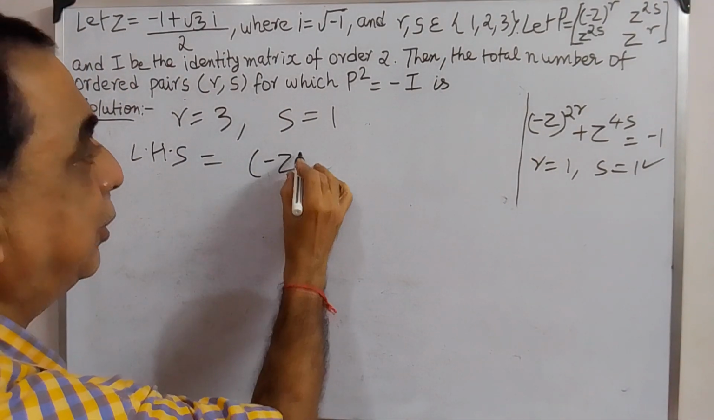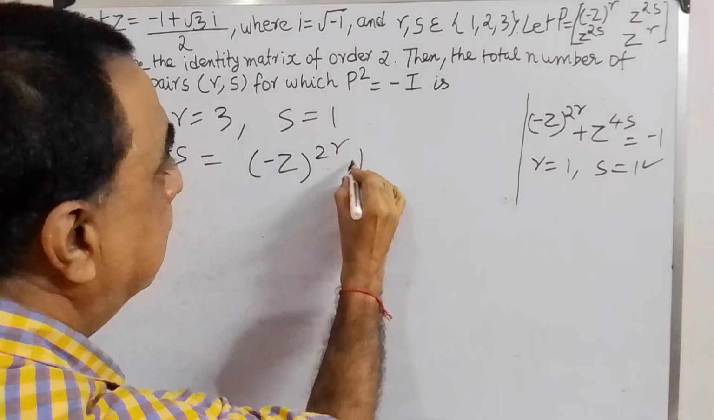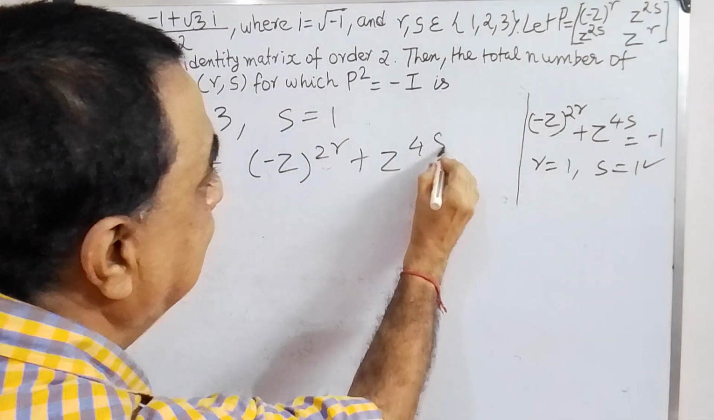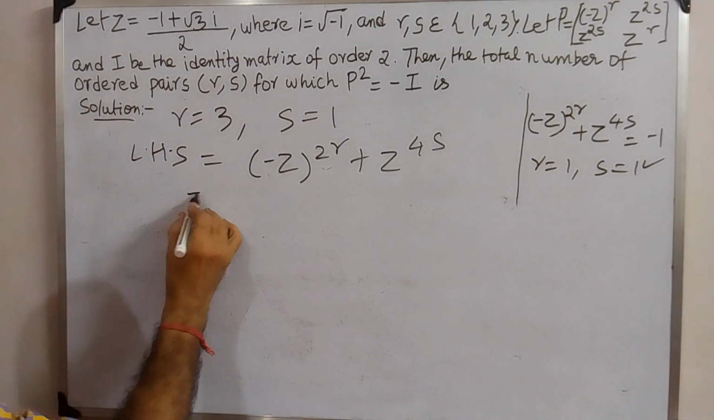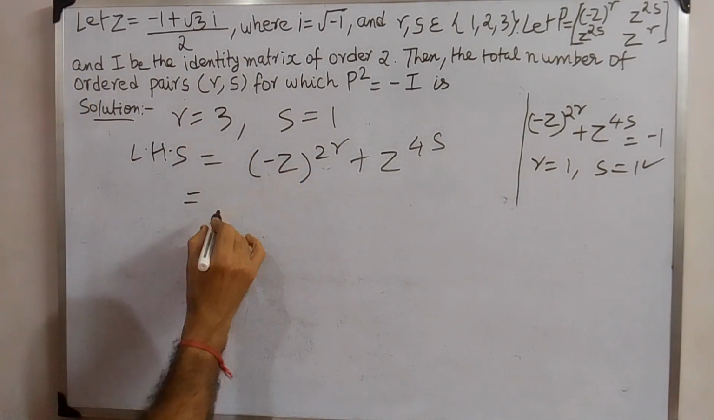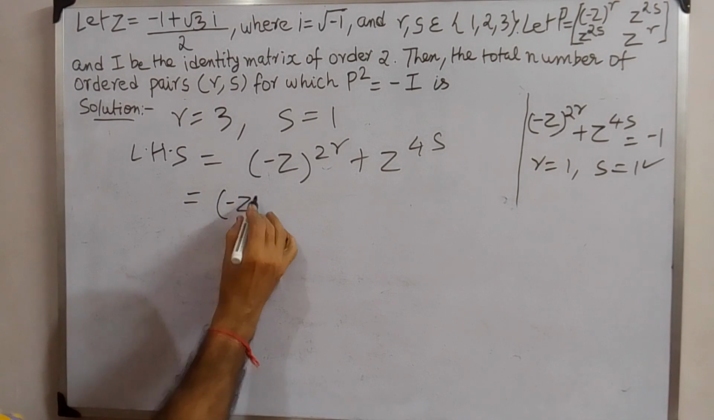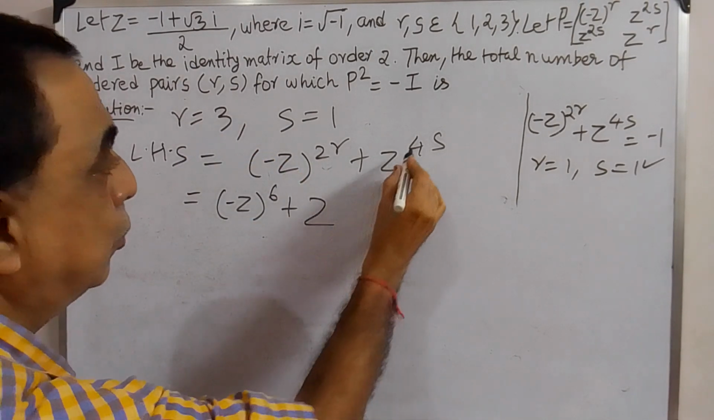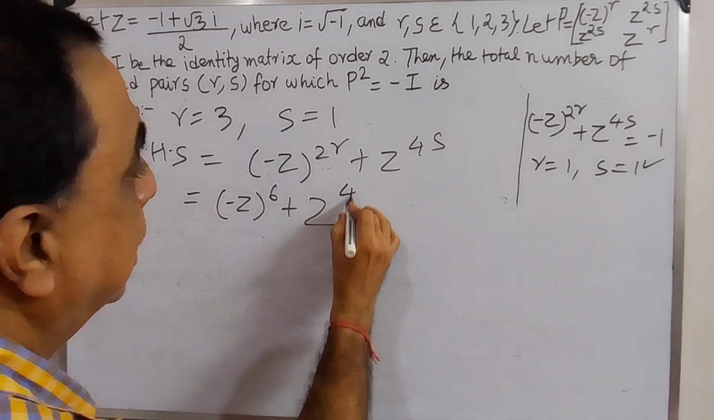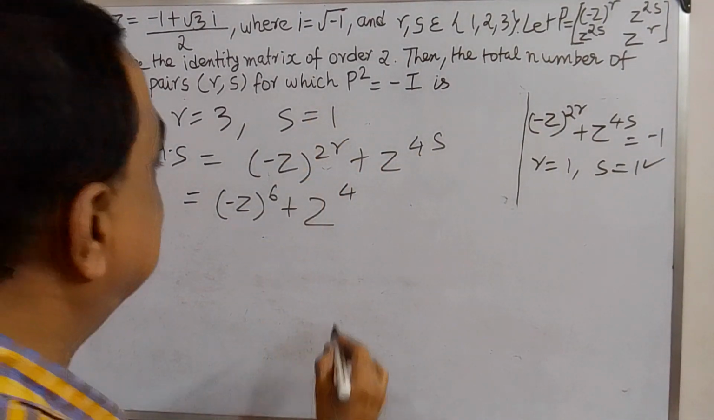Here it will be minus z to the power 2r plus z to the power 4s. This value has to be equal to minus 1. Okay, so here put the r value at 3. So this will become minus z to the power 2 times 3, which is 6, plus z to the power 4. For s, the value is 1.